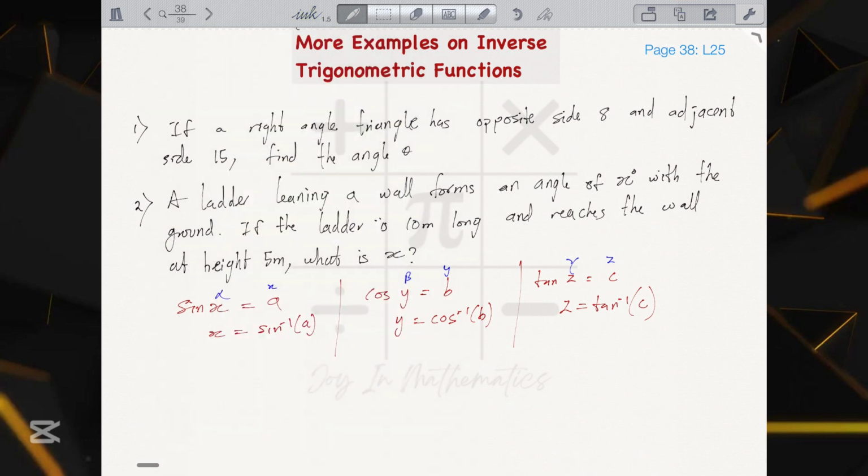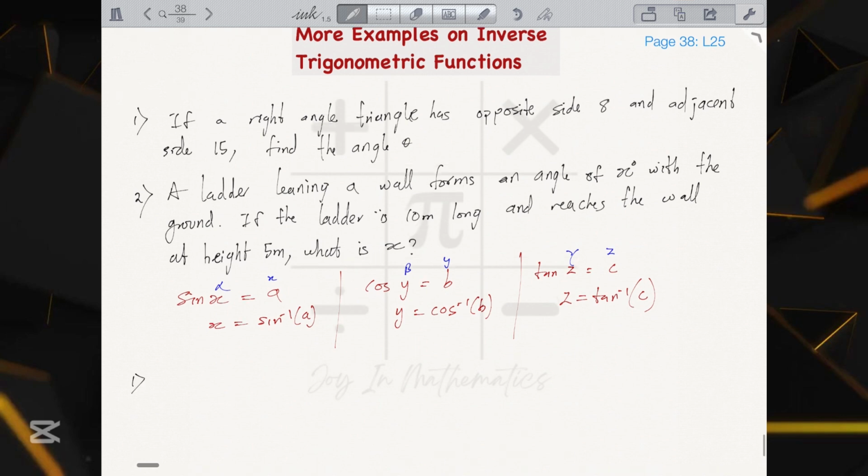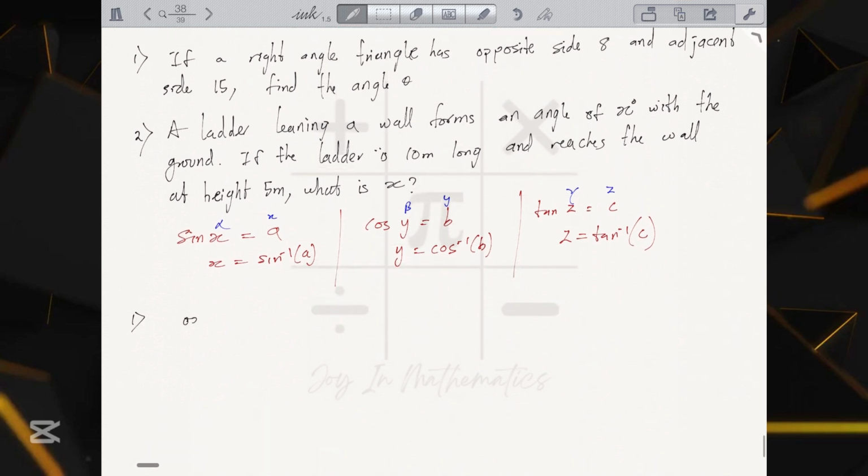First question. We have a right angle triangle. The opposite side is 8. The adjacent side is 15, and we are asked to evaluate what is angle theta. Now, the best thing to do when we have an application question is to draw a diagram to depict the question so that we will have a graphical image of what we are working towards.